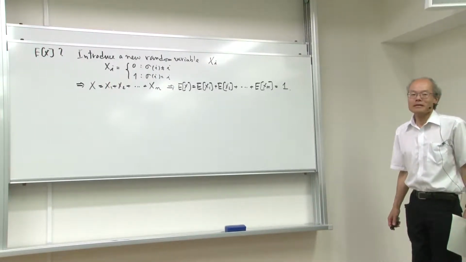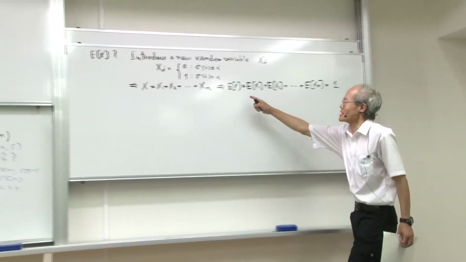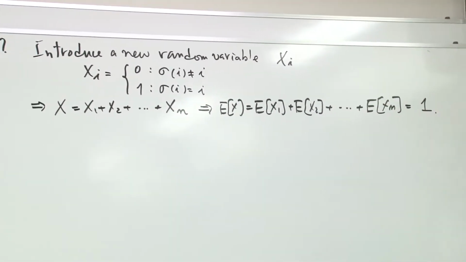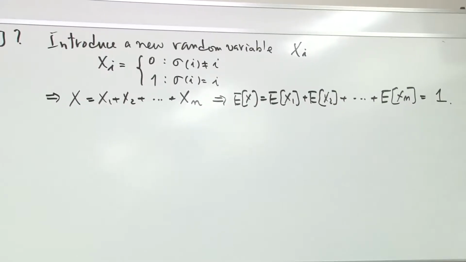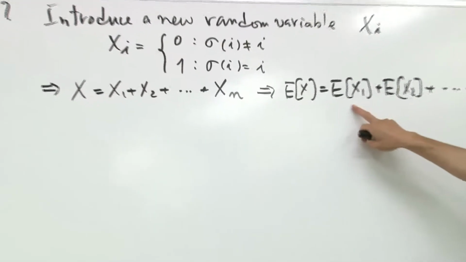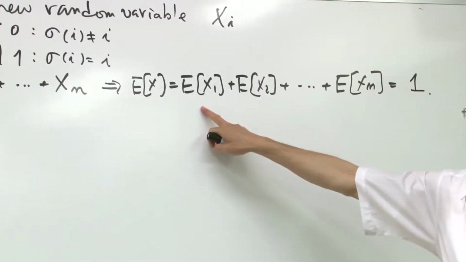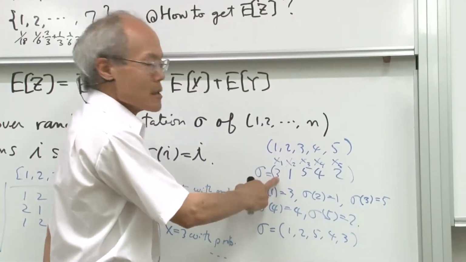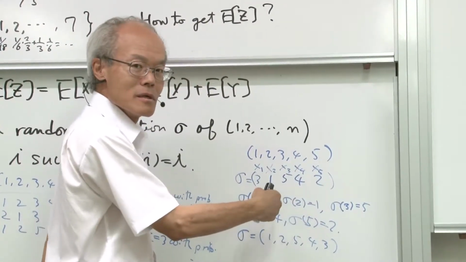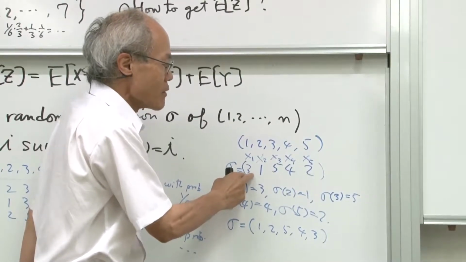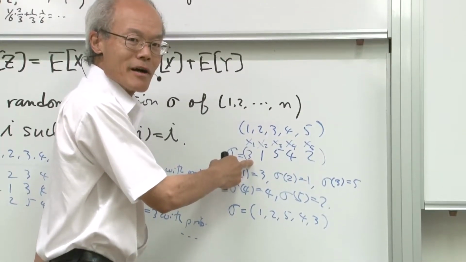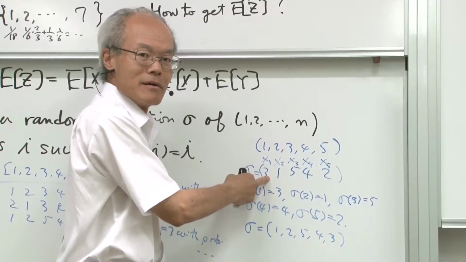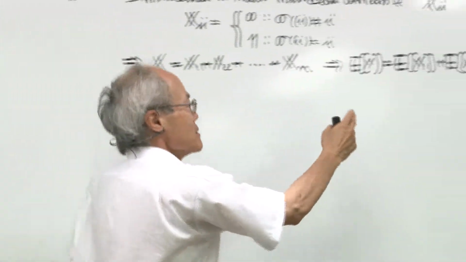Then we can write it in this way. Then the sum of these expectations is equal to 1. Why? Because what is this value? What is the expected value of x1? x1 is here. If you think about all random permutations, then all of 1 through 5 come here with equal probability, right? So the probability that 1 comes here is 1 over 5. That is, this value is 1 over n.